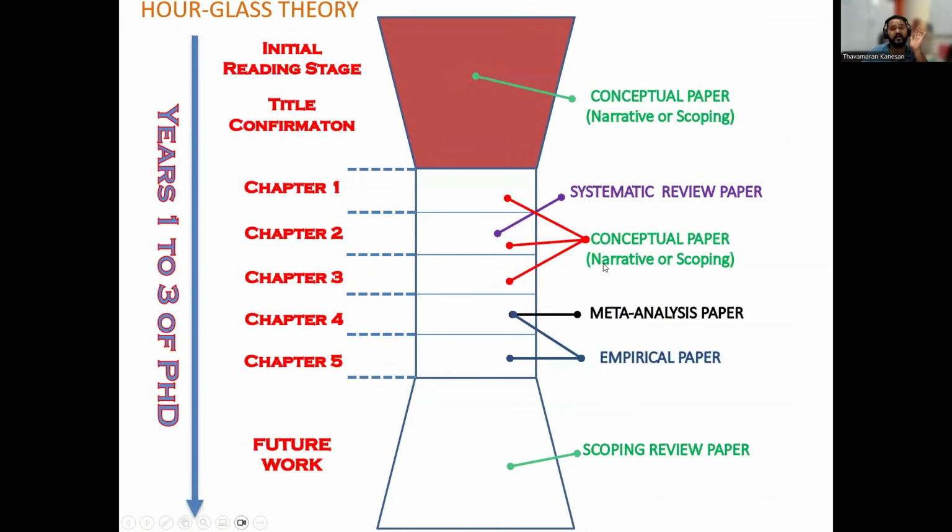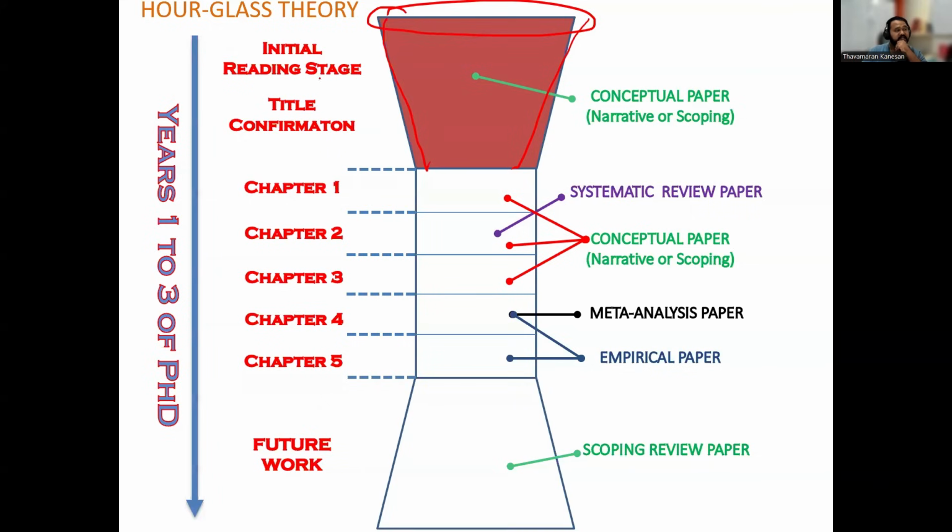Okay, so this is hourglass theory. This is the amount of extractions you can do from a proposal or thesis. So years 1 to 3 of PhD. This is what we call the hourglass. So this is the journey that you guys go through lah. First, we start broad. We read very broadly, and then we gradually narrow down to a topic, right?